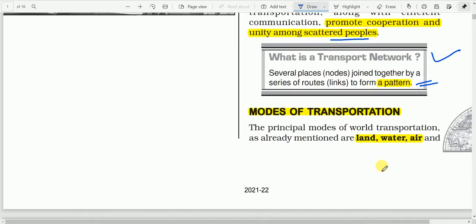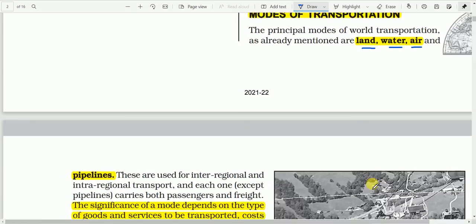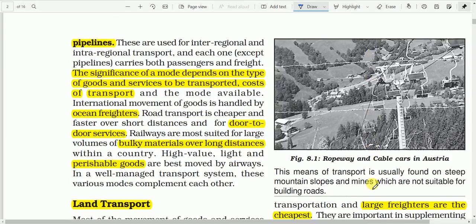Now let us learn about modes of transportation. The principal modes of world transportation, as already mentioned in the previous paragraph, are land, water, air, and pipelines. These are used for inter-regional and intra-regional transport. Each one except pipeline carries both passengers and freight. So all the modes of transport except pipelines carry both passengers and freight.